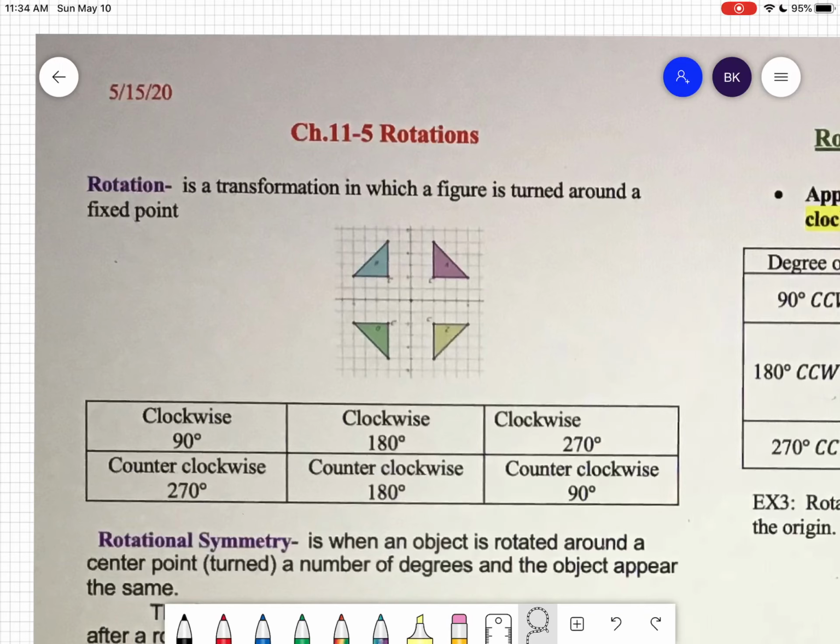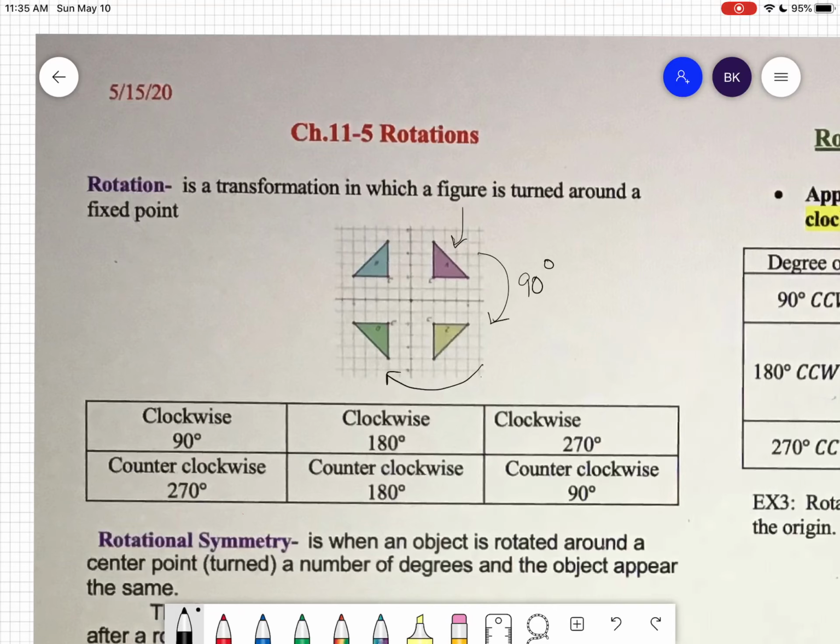Let's get started. A rotation is a transformation in which a figure is turned around a fixed point. Notice my original triangle; this is my original shape. It is rotated around the coordinate plane. It starts in quadrant 1 right here, and then as you can see, it rotates 90 degrees and ends up in quadrant 4.